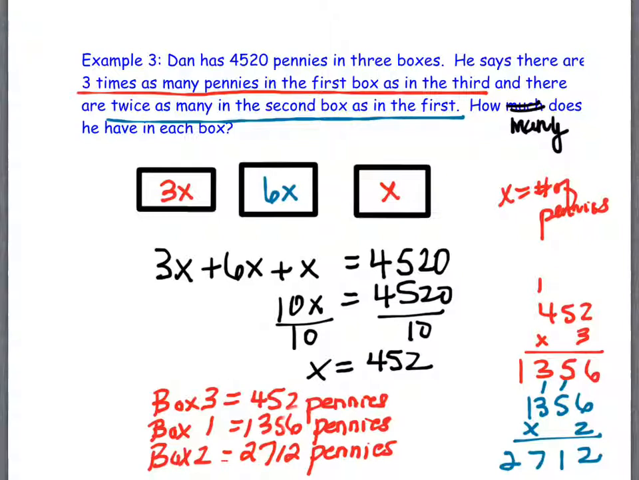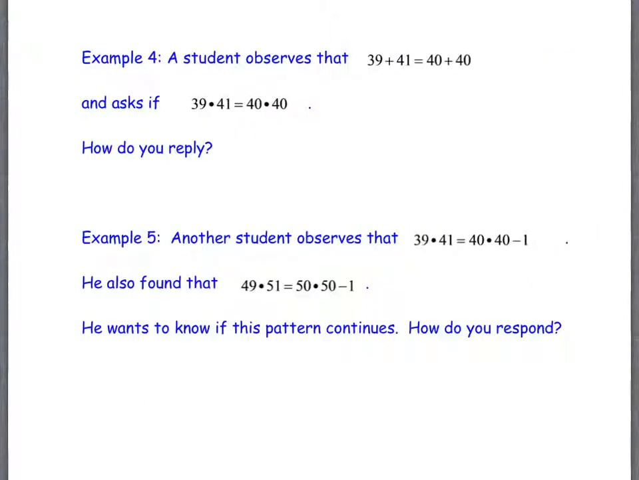What can we do to check to make sure that we have a reasonable answer, or at least one thing that we could check? We could add them all up, and what should they equal? 4520. They should equal 4520 if we add them all together. Any questions on this one? Okay.